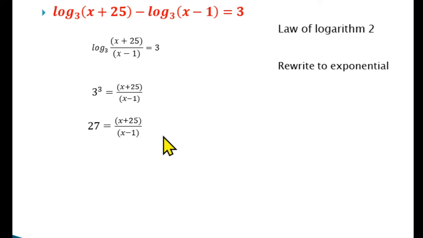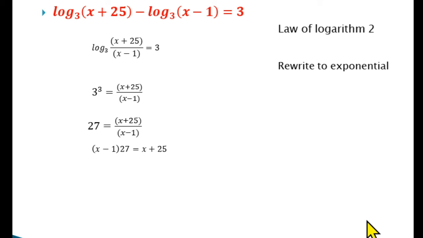To eliminate the rational expression, we multiply both sides of our equation by the denominator x minus 1. So after multiplying, we get x minus 1 times 27, and on the right side, what is left is x plus 25.